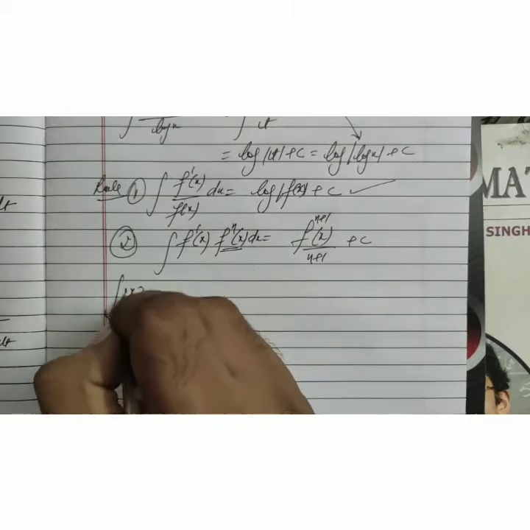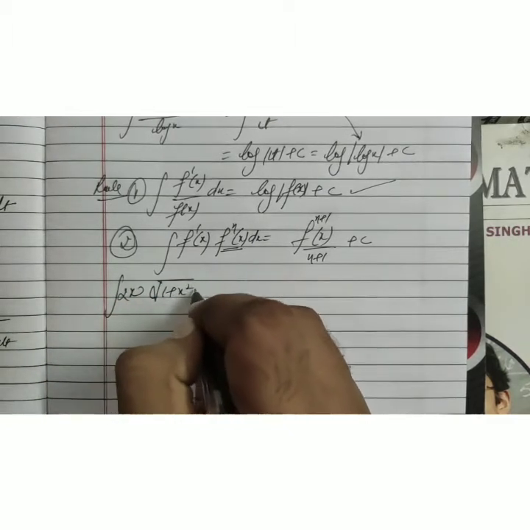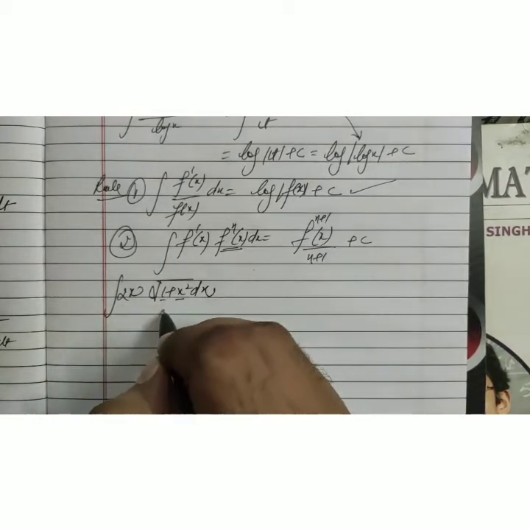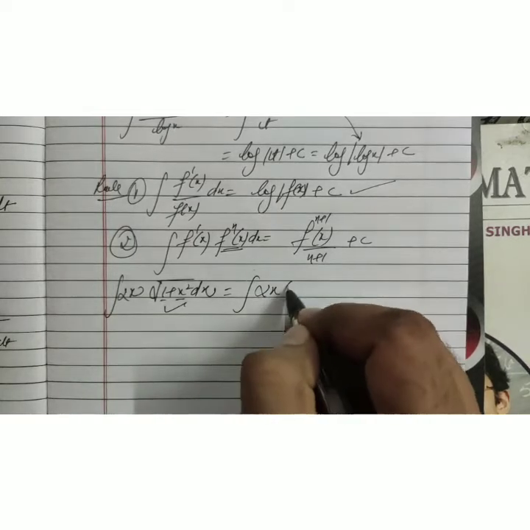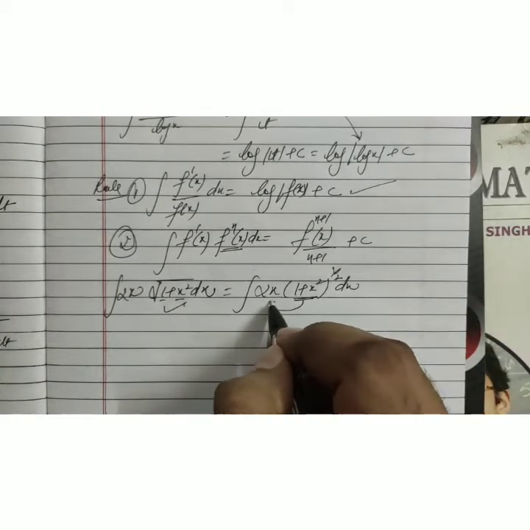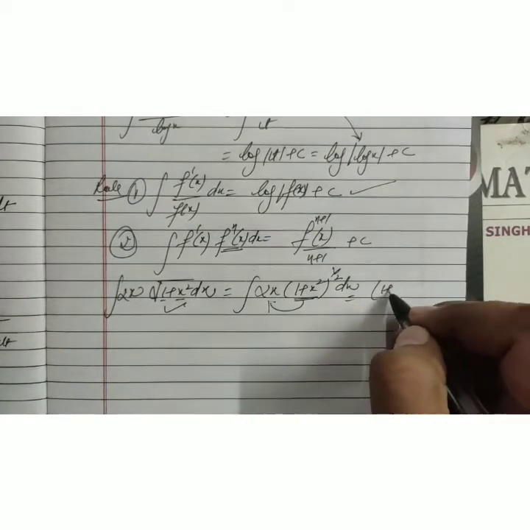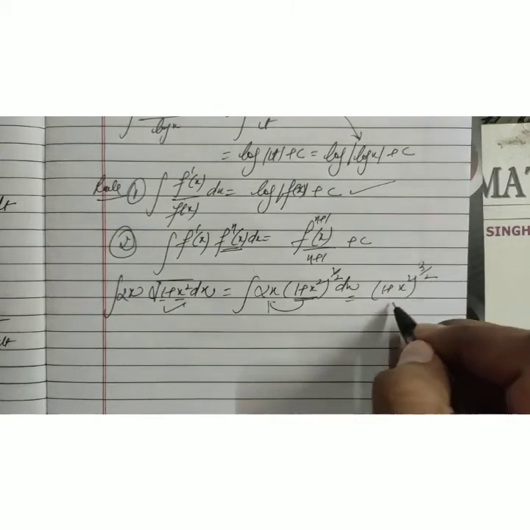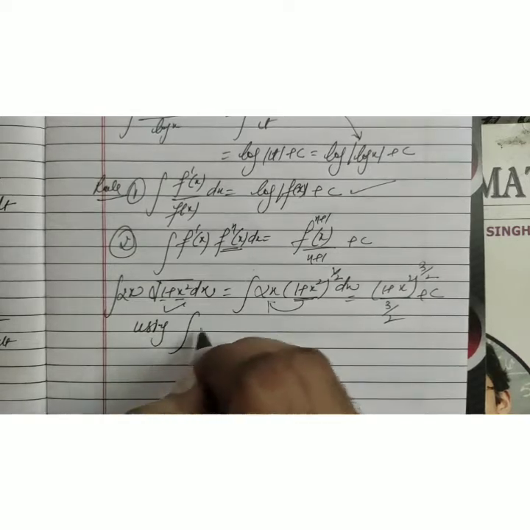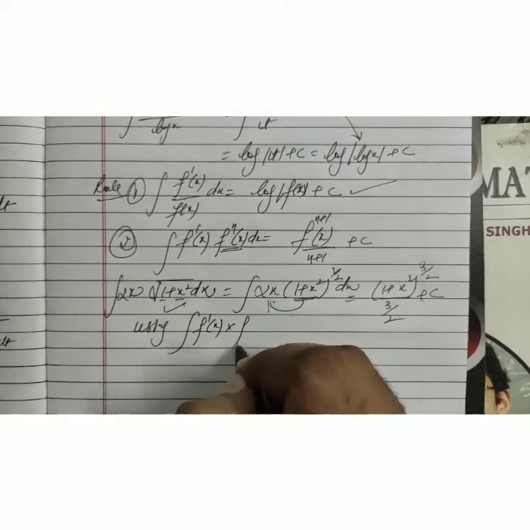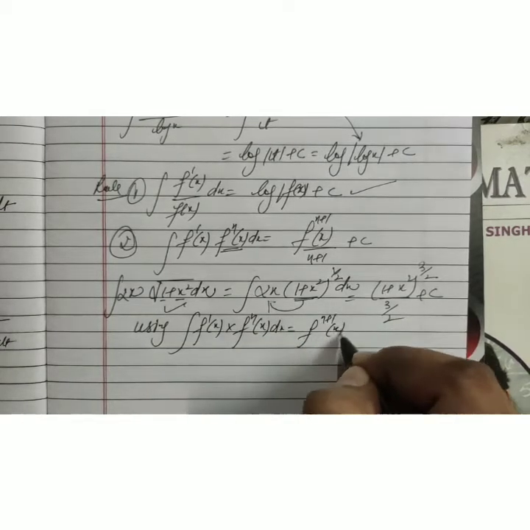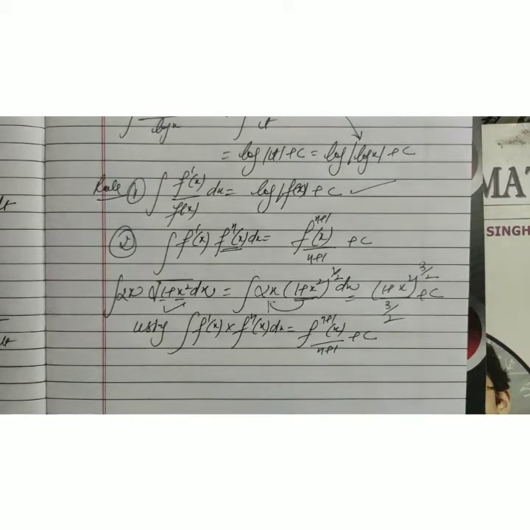we have 2x with the square root of 1 plus x square. If you see here, the derivative of 1 becomes 0, and the derivative of x square is 2x. This is the function 1 plus x square, whose power is 1 by 2. The function has its derivative multiplied with it. According to the rule, the power of the function is increased by 1, divided by the new power. But we have to mention the rule: integration of the derivative of a function multiplied with the function is given by the function power increased by 1 divided by the new power plus c.